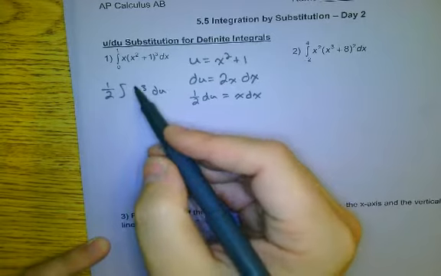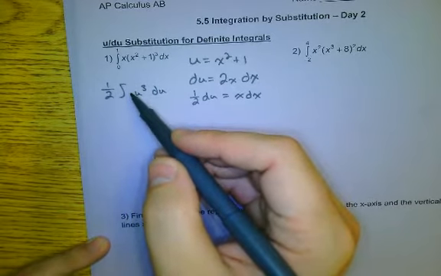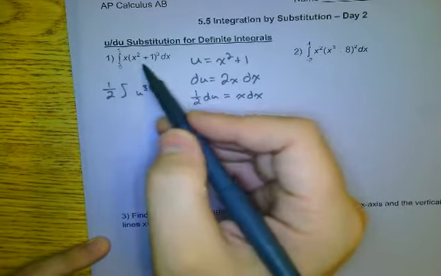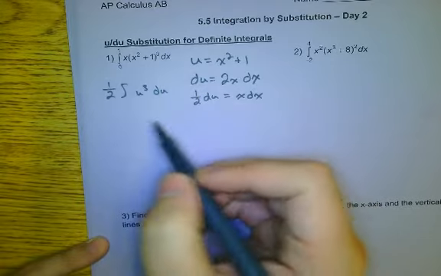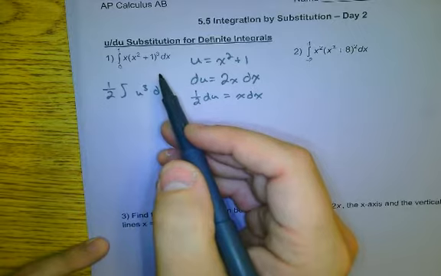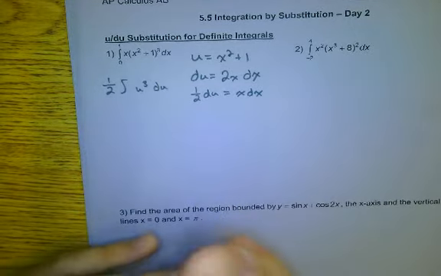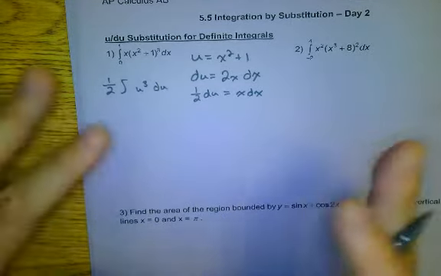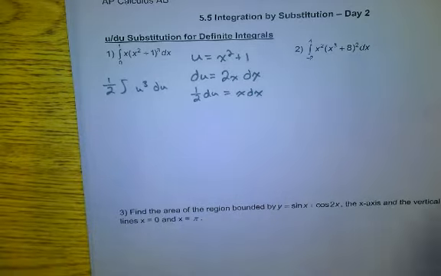Now, I'm not allowed to put 0 to 1 right now, because 0 to 1 was in X land. We're in U land right now, so I can't put 0 to 1. So I have to change my bounds. What's nice about changing my bounds is I don't need to change back. I can now just integrate in terms of U and use all U's, which is super nice for us.